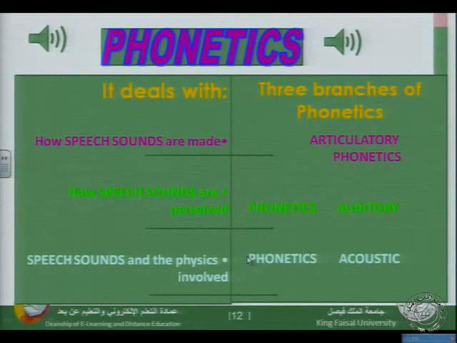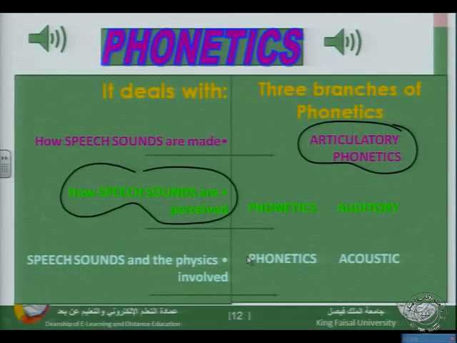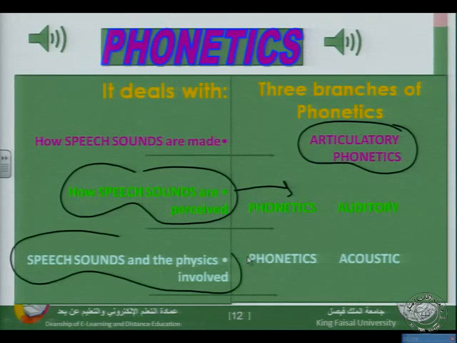So we have 3 branches in phonetics that deal with each of these. How speech sounds are made is called articulatory phonetics. Articulatory phonetics, and we will discuss it. Okay? How speech sounds are perceived is called auditory phonetics. And the speech sounds and the physics involved is called acoustic phonetics.